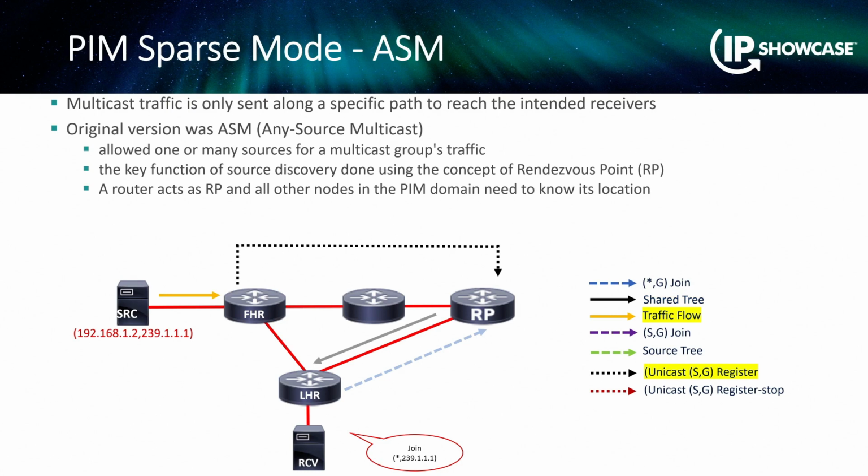Maybe I'm going to then start sending traffic from my device. So that traffic is going to be received by what we call the first hop router. And the first hop router is going to send a unicast source group register towards that rendezvous point.